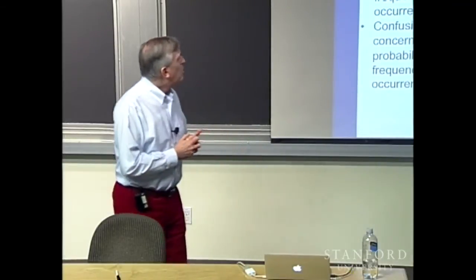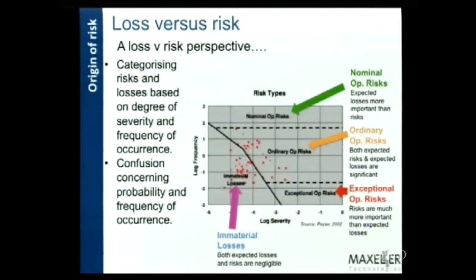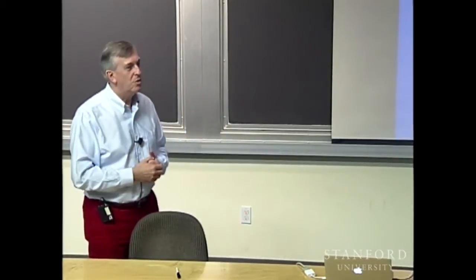But what's actually more interesting in some respects is to think about loss versus risk. We can think about categorizing risks and losses based on the degree of severity and the frequency of occurrence. And there's definitely a bit of confusion going on about probability and frequency of occurrence. There's this insistence and innate belief that I can assign a probability. I can say I'm 62.7% certain that the shares in Apple will go up by 1 cent or more tomorrow.